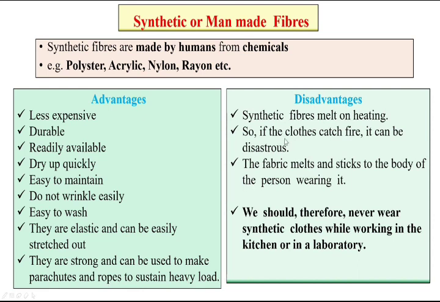They are strong and can be used to make parachutes and ropes to sustain heavy load. What are the disadvantages? Yes, they melt on heating. So if the clothes catch fire, it can be disastrous. So don't wear polyester and the like while you are working in the kitchen. The fabric melts and sticks to the body of the person wearing it. So remember this point, you should not wear this type of clothes while working in the kitchen or laboratory.